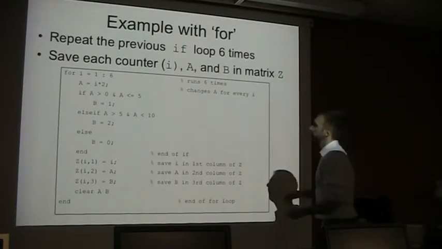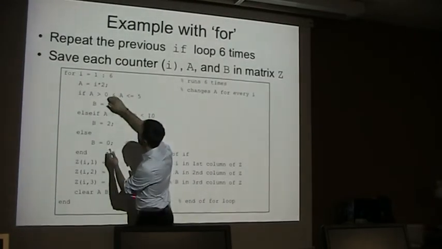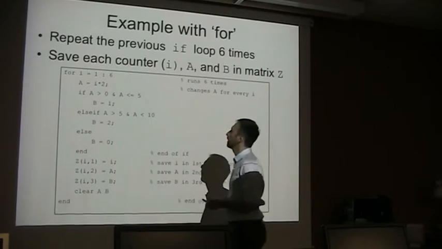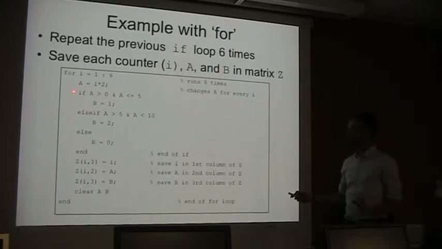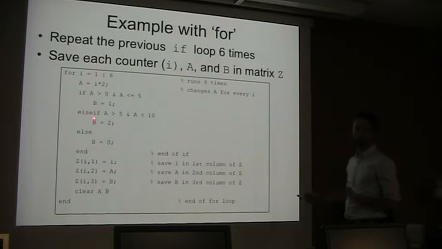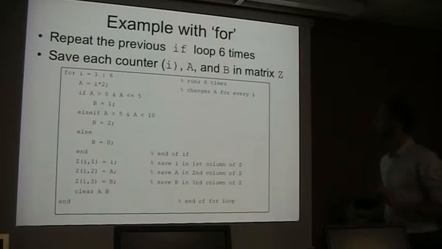So, this stuff you already had before. If A is bigger than 0, and A is smaller or smaller equal than 5, B equal to 1. Otherwise, if this is true, B equals to 2. And if none of these two are true, then B is equal to 0. Still have it? Yeah? Okay.